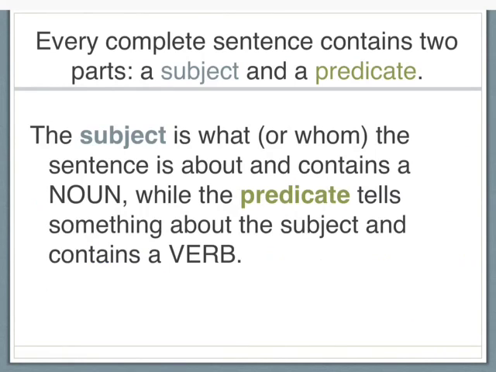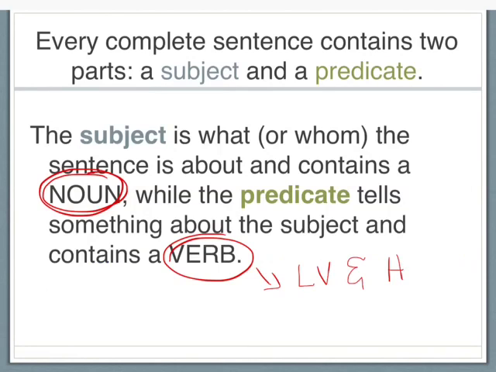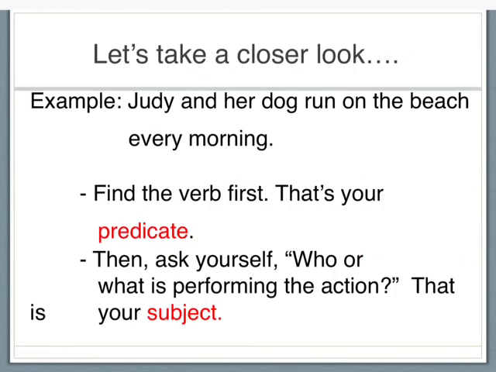So every complete sentence contains two parts, a subject and a predicate. To review, the subject is what or whom the sentence is about and contains a noun or a pronoun, while the predicate tells something about the subject and contains a verb. And that includes linking verbs and helping verbs. So let's take a closer look. Let's look at the example.